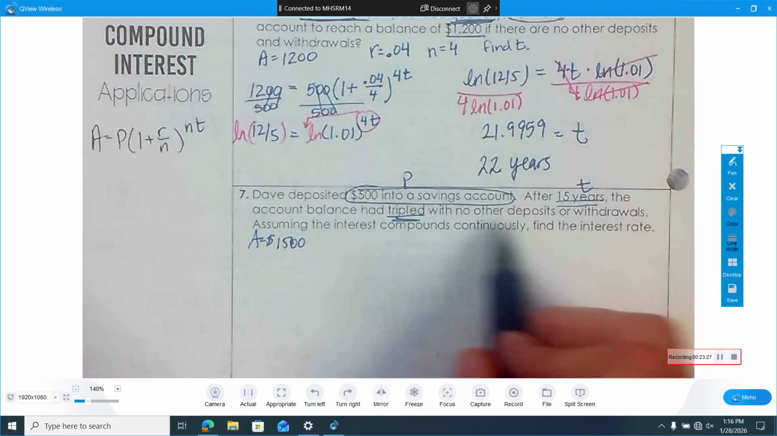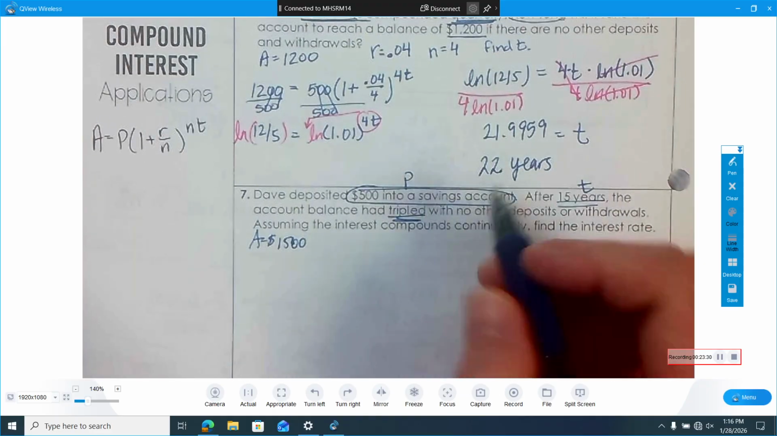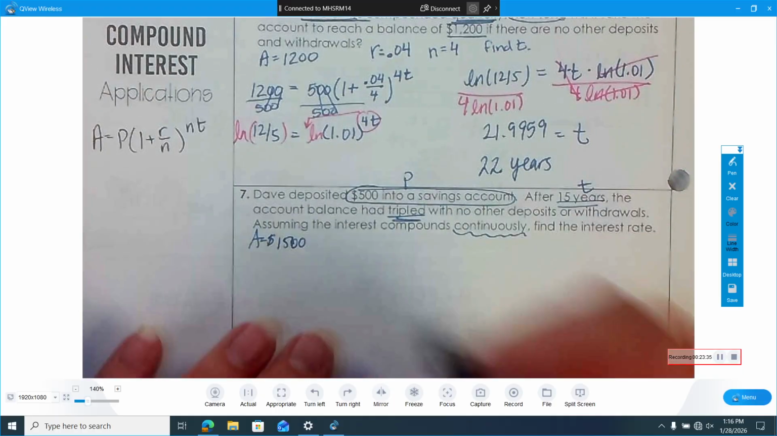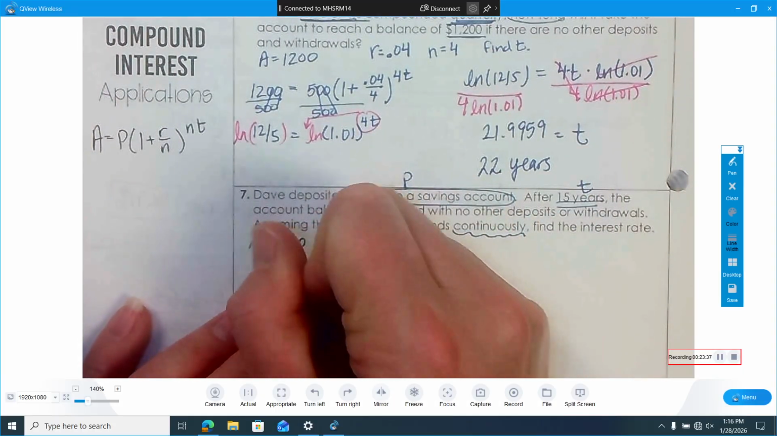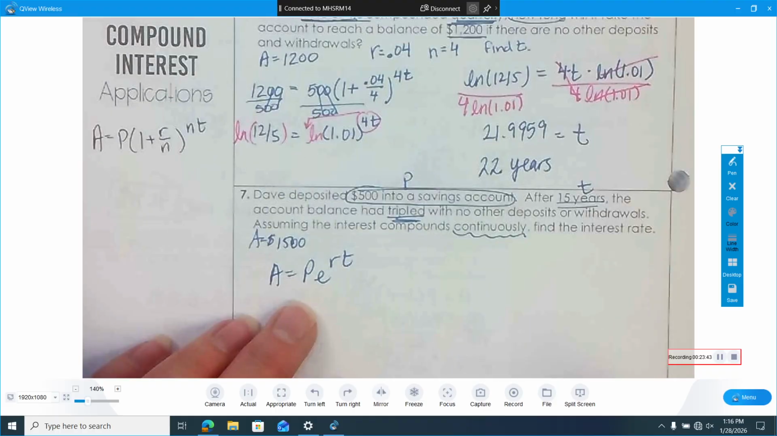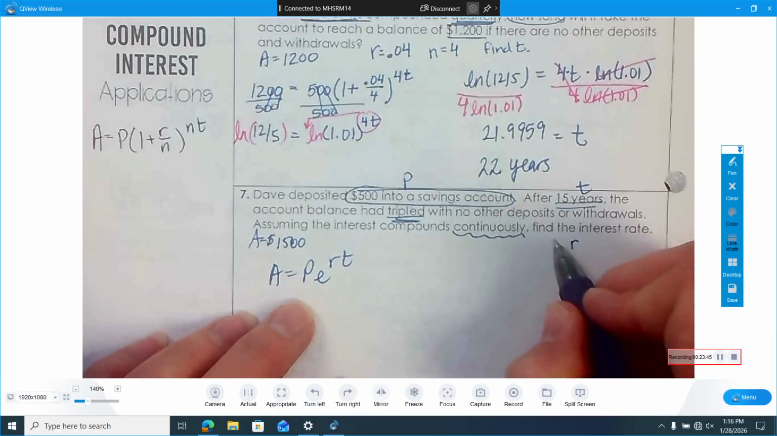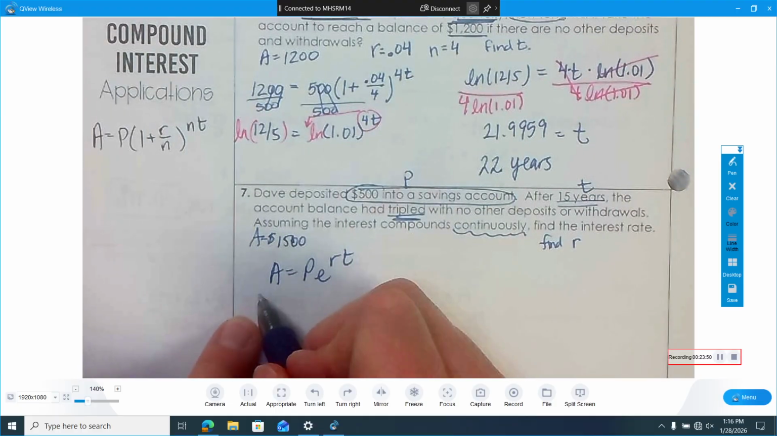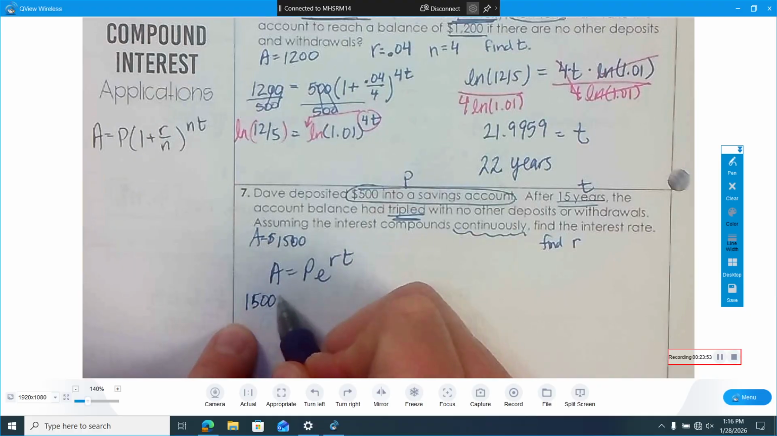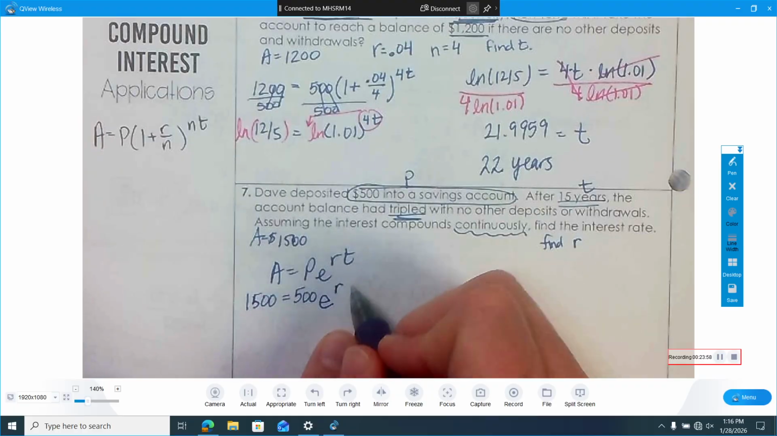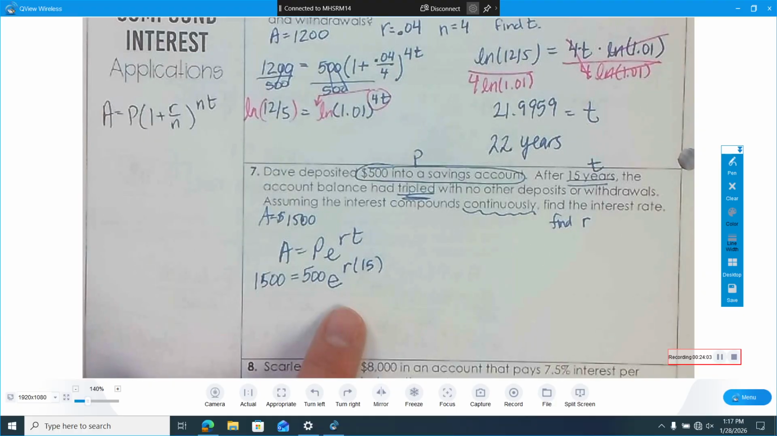Okay, with no other deposits or withdrawals, assuming the interest compounds continuously, what formula are we using? PERT. The PERT formula, A equals Pe to the rt, because it's compounding continuously. We want to find the interest rate. Find R. Okay. So I want to know when my account balance reached $1,500. That's when it tripled. Started at 500, and then e, we're figuring out R, and this was after 15 years. All right, what do we do first?